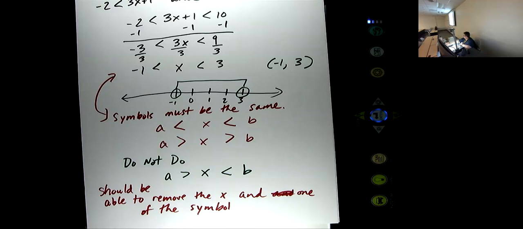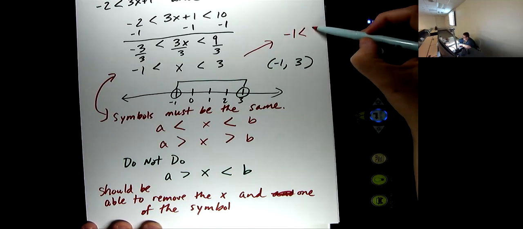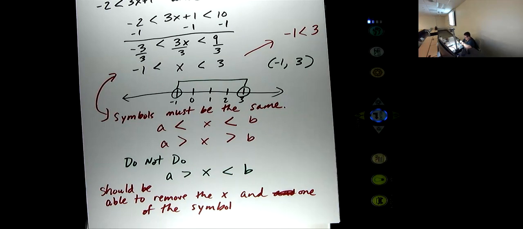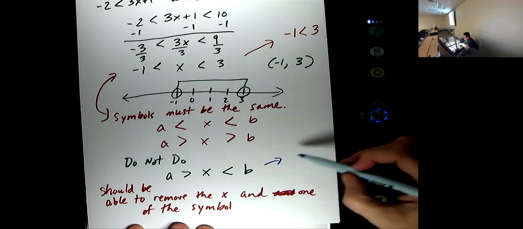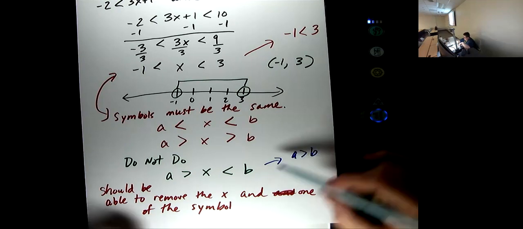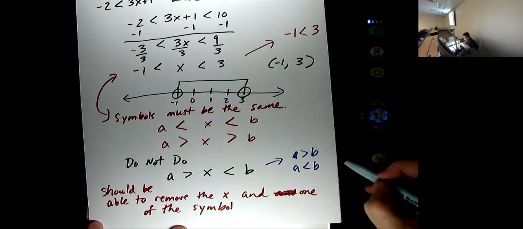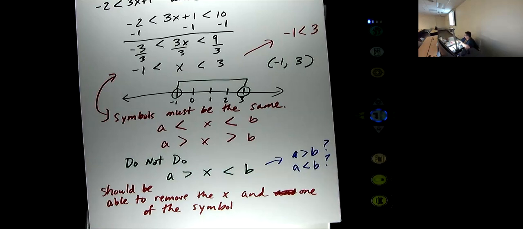In a case that one is swapped, did you just not combine them? You just would put them together like this. Exactly. This one, if I eliminate one of the x's and one of the symbols, I have -1 is less than 3. Here, if I try to do that same thing, which symbol do I eliminate? Do I say A is greater than B by eliminating that one? Or do I eliminate that one and I say A is less than B? I don't know what's going on here.